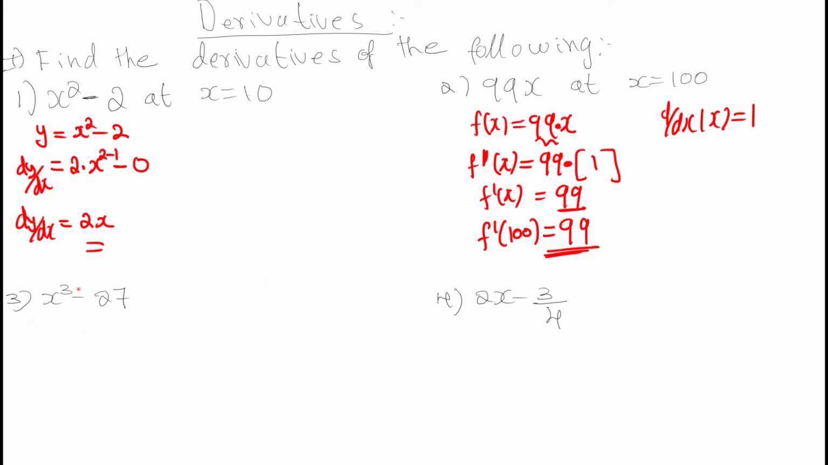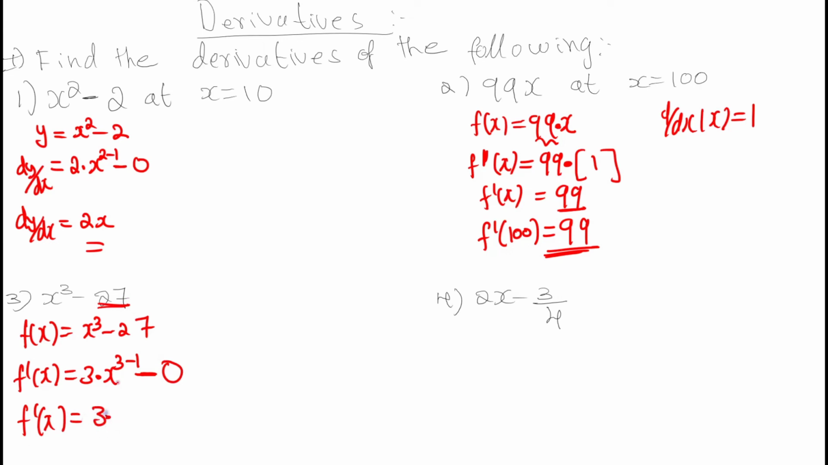Next, x cube minus 27. Take f of x is equal to x cube minus 27. f dash of x is equal to, using x to the power n gives n into x to the power n minus 1, minus, see here there is no x, only minus 27 is there. It is not multiplied by any x term, right? So it is a constant, so its value is equal to 0. So f dash of x is equal to 3 into x to the power 3 minus 1, that is x square. So the derivative is 3x square.